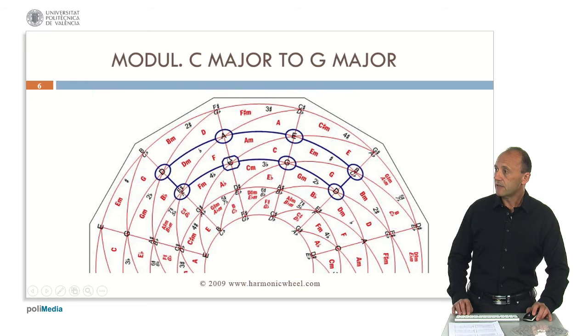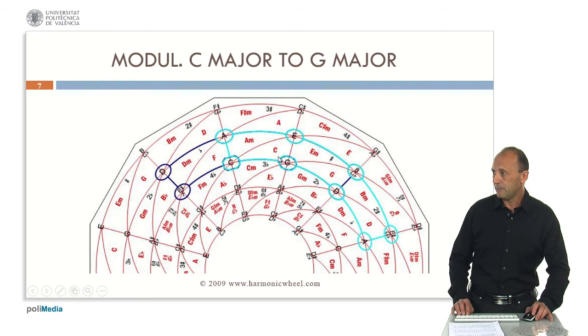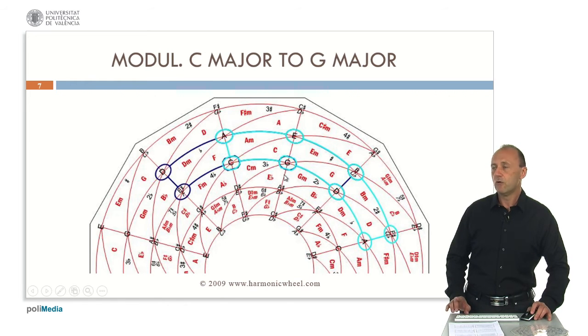Let's see again, this is the C major key containing these 6 consonant chords, and this is the G major key containing these 6 consonant chords. So the chords belonging to both keys are A minor, C major, E minor, G major.